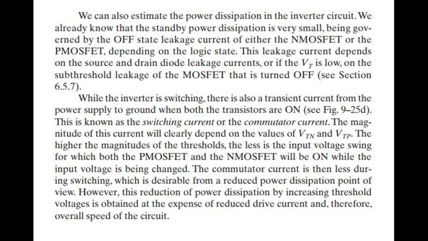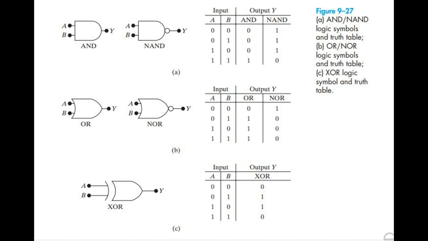However, this reduction of power dissipation by increasing threshold voltages is obtained at the expense of reduced drive current and, therefore, overall speed of the circuit. Figure 9.27: A, AND/NAND logic symbols and truth table; B, OR/NOR logic symbols and truth table; C, XOR logic symbol and truth table. The speed penalty due to reduction of drive current is because in a digital circuit, while switching between logic states, the MOSFET drive currents must charge and discharge the parasitic capacitors that are inevitably associated with the output node, Fig 9.25a.